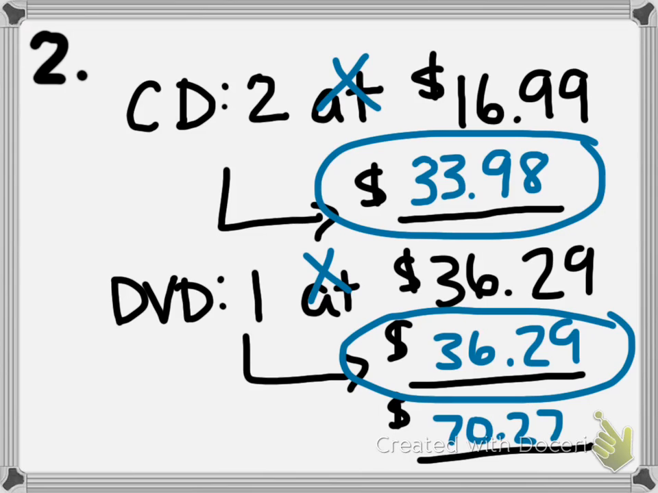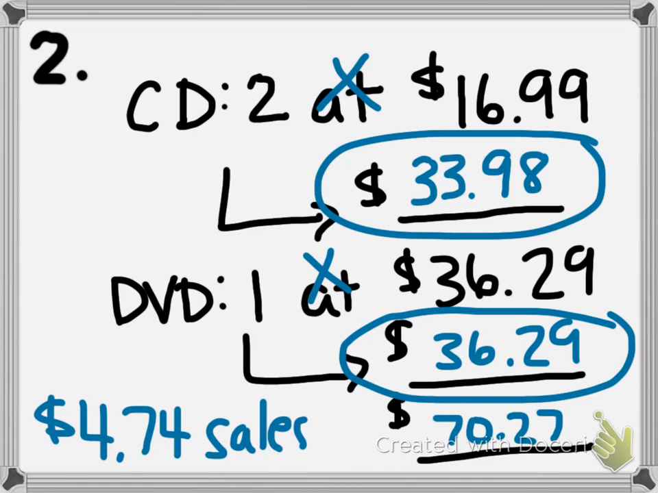Now they want us to add up and figure out what our total is, and our total price is $70.27. You need to convert the tax rate to a decimal and multiply by the total price. So Adrian would pay about $4.74 in sales tax. Okay, I'd like you to pause the video for 30 seconds to complete Check It Out number 2.